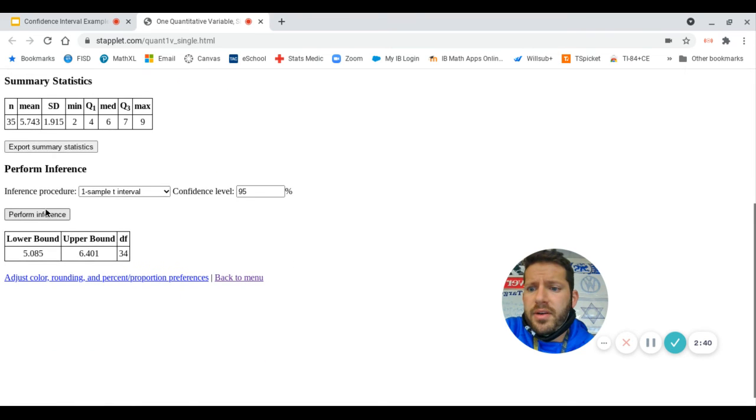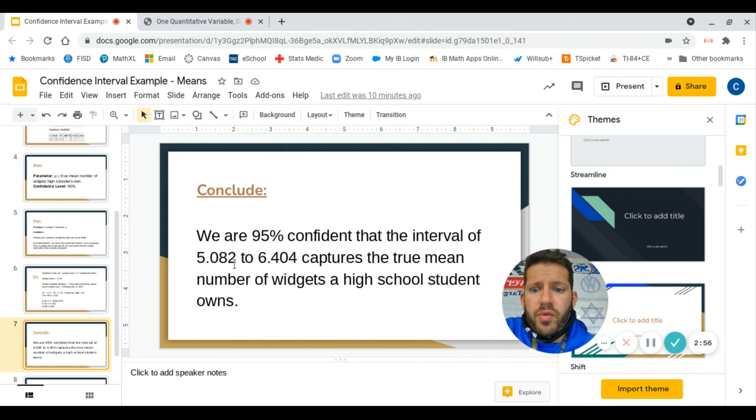And I keep scrolling down here, and I'm able to do an inference procedure. I was able to click down to one sample t interval, put in my confidence level, did perform inference, and I got very close to what I had, 5.085. I believe my value was 5.082.